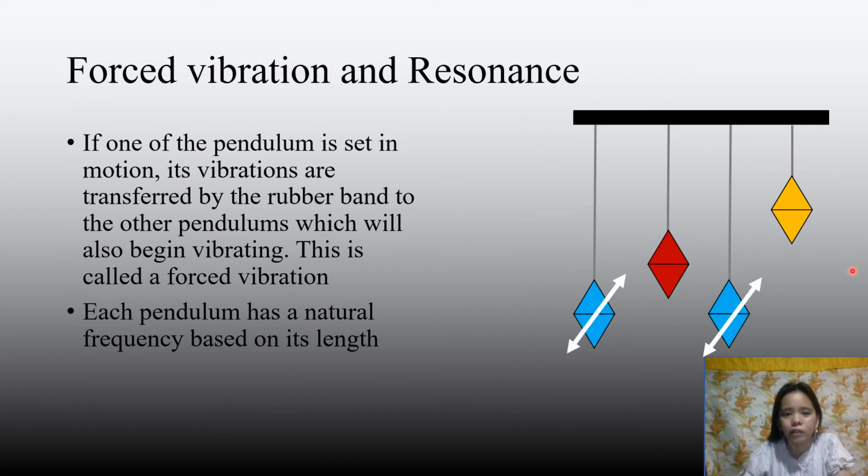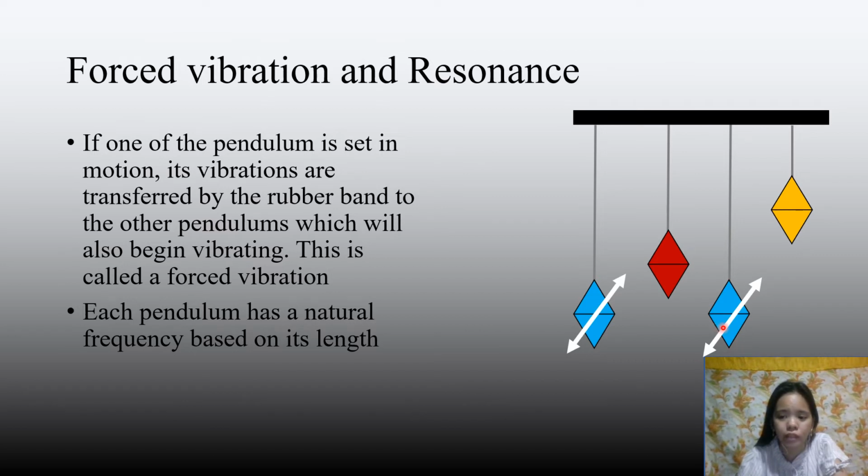So next is forced vibration and resonance. Let's take an example. Let's say we have pendulums attached with a spring and say two of them are vibrating. These two pendulums are going to force the other two pendulums to vibrate at the same frequency as these two pendulums. Now, the pendulum that has the same frequency or the same mass will start to vibrate more rapidly and increase its amplitude for each interval. This is what we call a forced vibration.